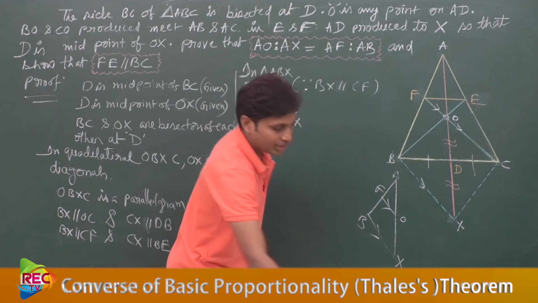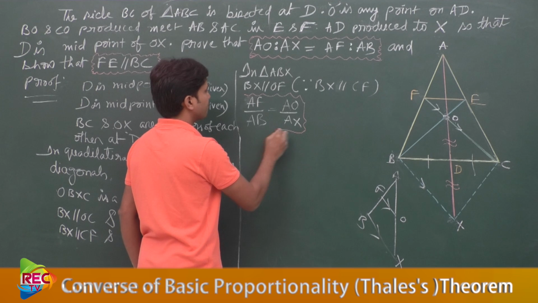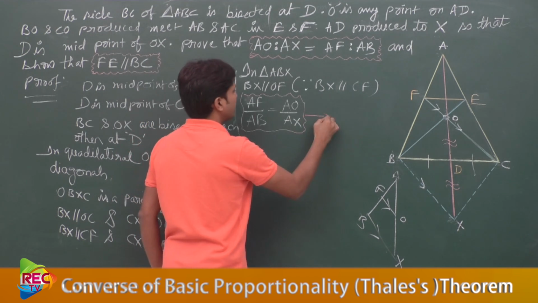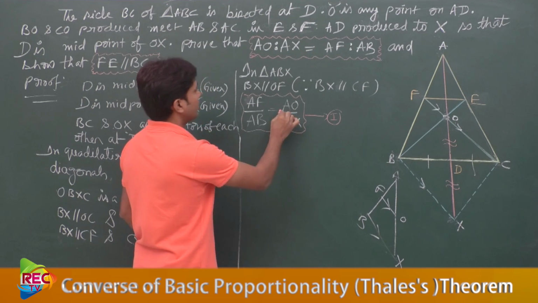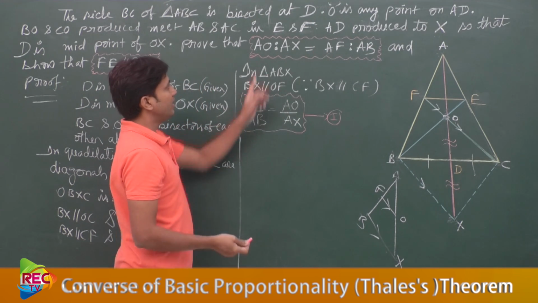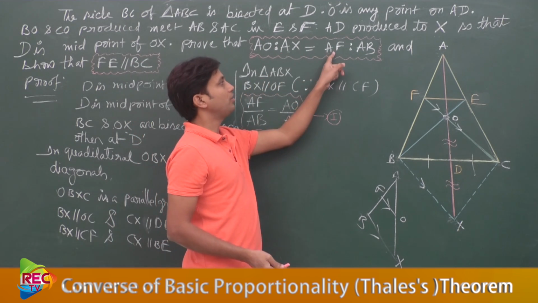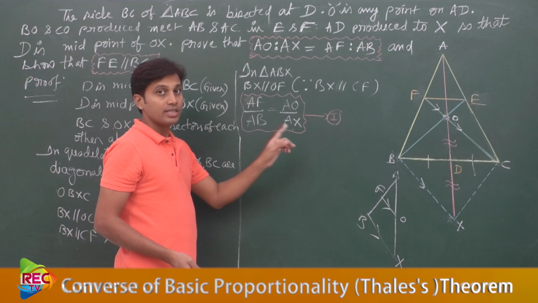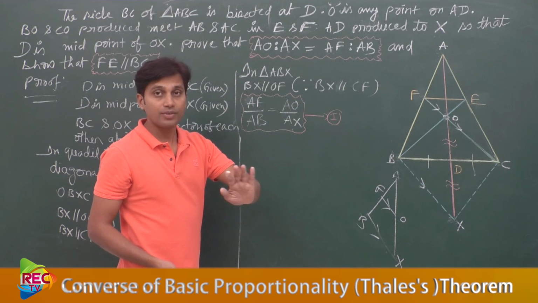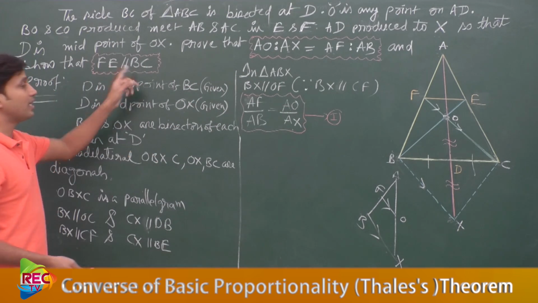Let this be condition 1. And of course, we obtained the first result, you can observe. This is condition 1, which is our first answer. Is this our first answer or not? Just see, AO by AX is equal to AF by AB. See this? AF by AB equal to AO by AX. So we obtained our first answer. Now let us move on to the second one. We need to show that FE is parallel to BC.